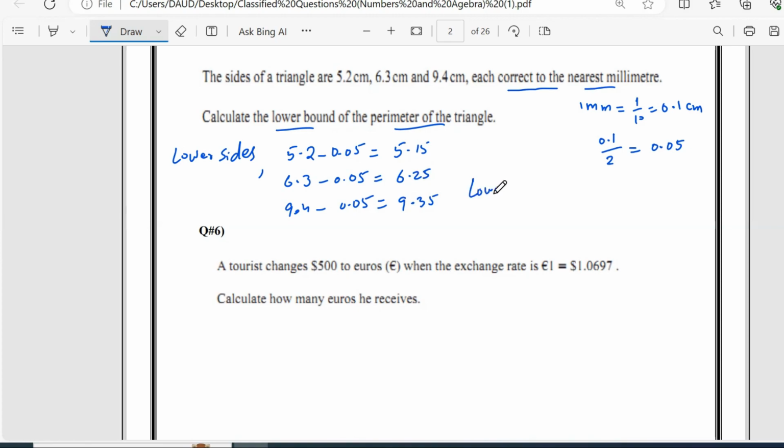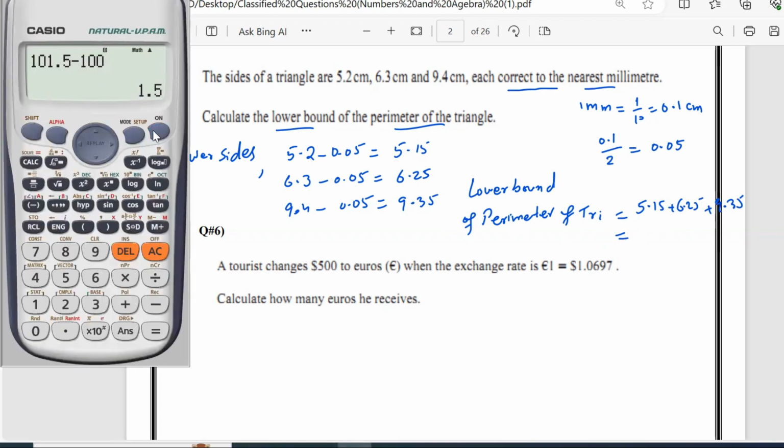So we can say that the lower bound of the perimeter of the triangle is equal to 5.15, 6.25 plus 9.35. So once you add, you will easily find the lower bound of the perimeter of a triangle.